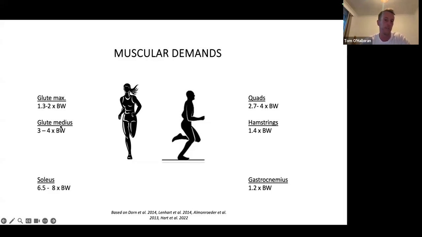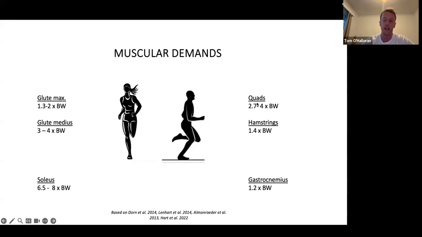Glute medius, 3 to 4 times body weight going through that lower limb. It's stabilizing really hard. It's absorbing force for the first half of stance as it eccentrically controls that hip drop. And then it's going to pick us up and hike out and produce force. So a lot of load going through that. I probably want an isometric strength test of glute med.